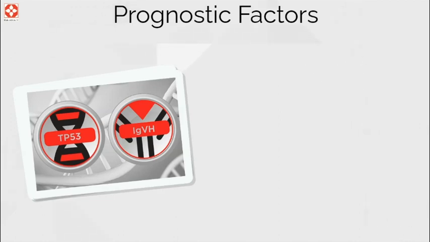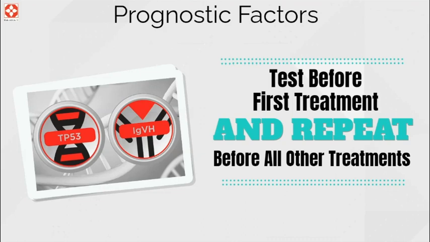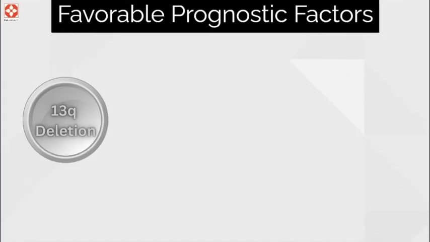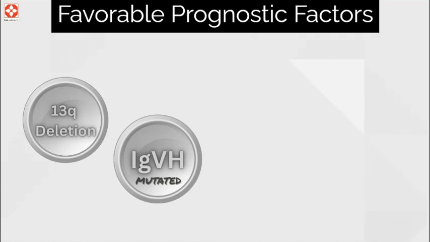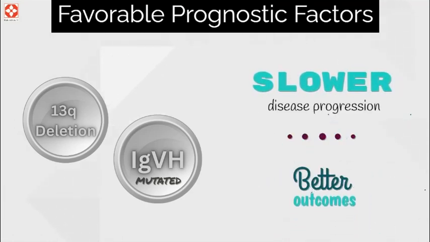TP53 can mutate over time and with treatment, so it is important to retest before you start each and every treatment cycle. Their status will be used as a guide when choosing what type of treatment will be effective for you. When your 13q chromosome has been deleted, with no other chromosome abnormalities found by FISH, and when your IGVH gene is mutated, this is considered favorable and generally means your disease progression will be slow and you may have a better outcome.